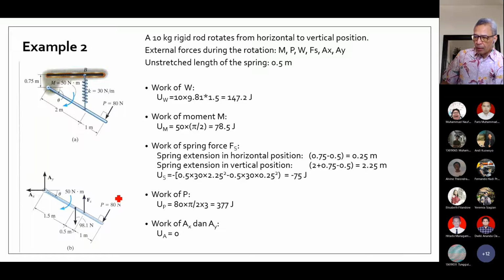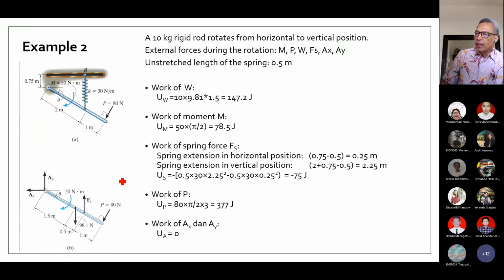It's a constant 8 Newton force acting perpendicular to the bar, and we have the spring force from the spring, acting always in vertical direction, because the spring is always vertical. This is the weight of the bar, always downward vertically. This is the moment, 50 Newton meters, and these are the reaction forces at point A in Y and X direction.